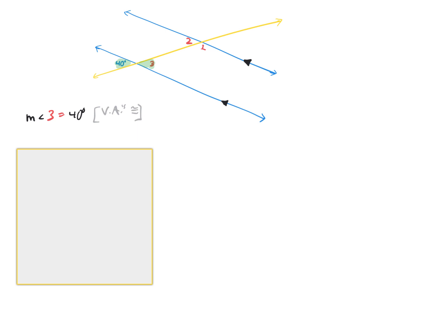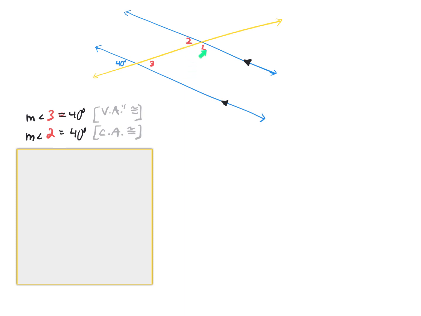Next, we might look at angle 2 and the 40 degree angle and recognize that they are corresponding angles. And we could say we know that angle 2 is 40 degrees because these two angles are corresponding angles. And if the lines are parallel, then the corresponding angles are congruent. It's the corresponding angles congruence theorem. This is good enough. What about angle 1? How can we find the measure of angle 1 in this case?